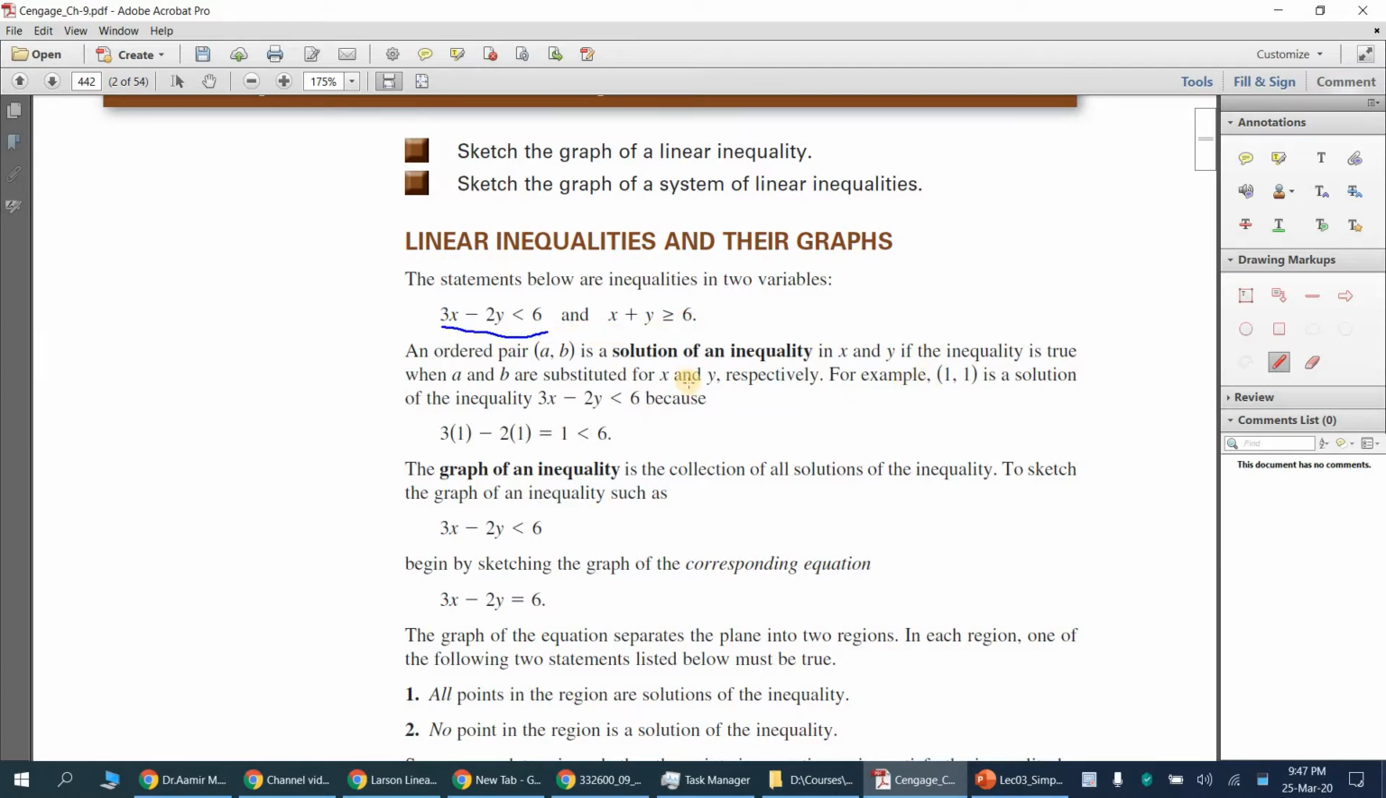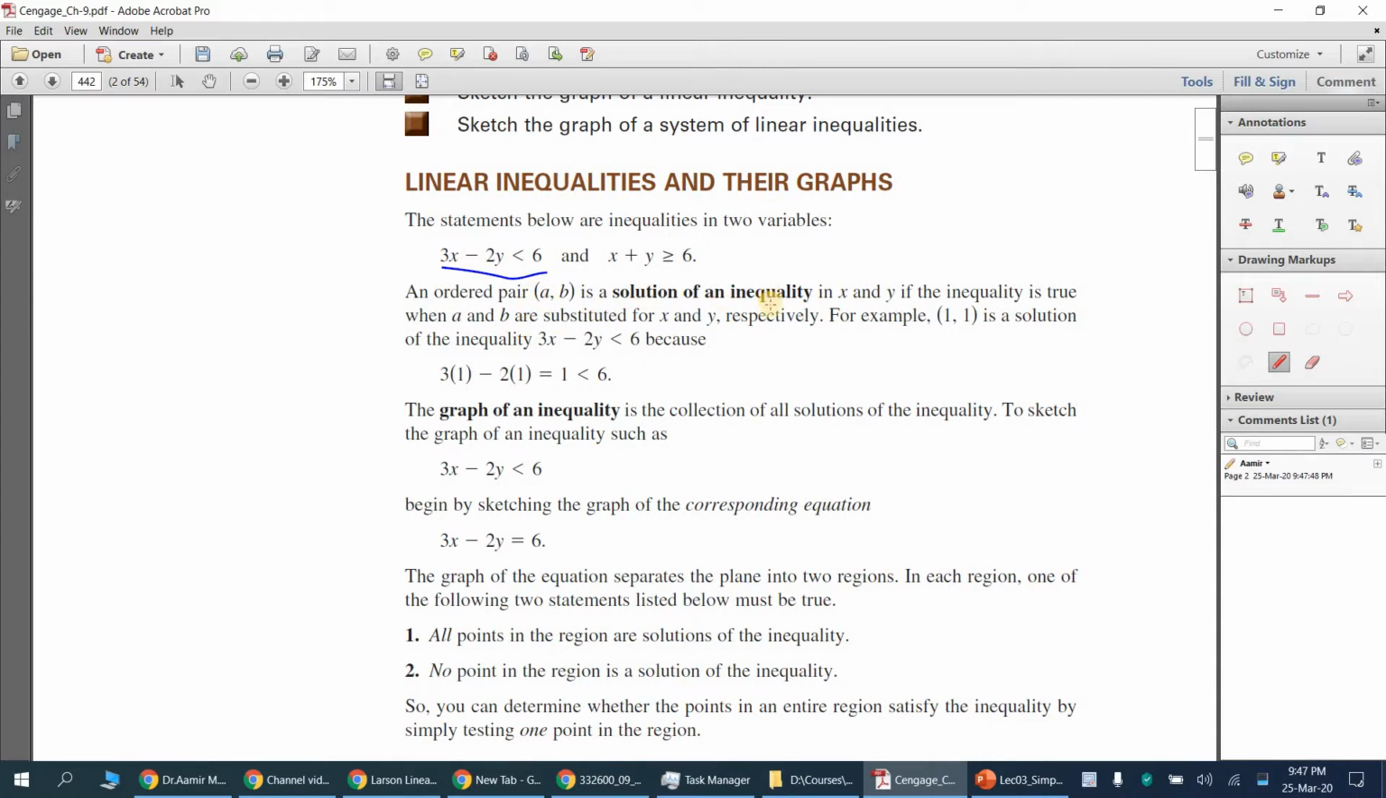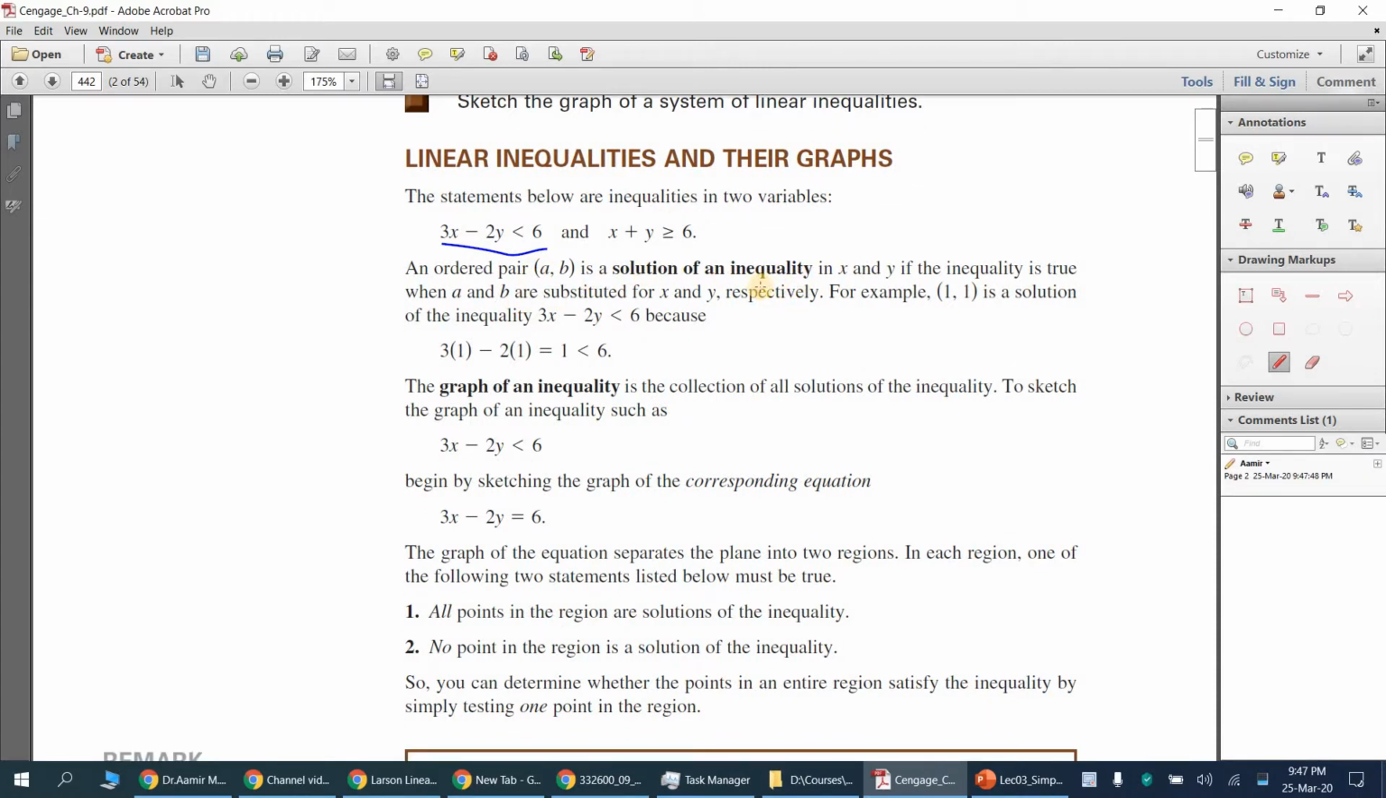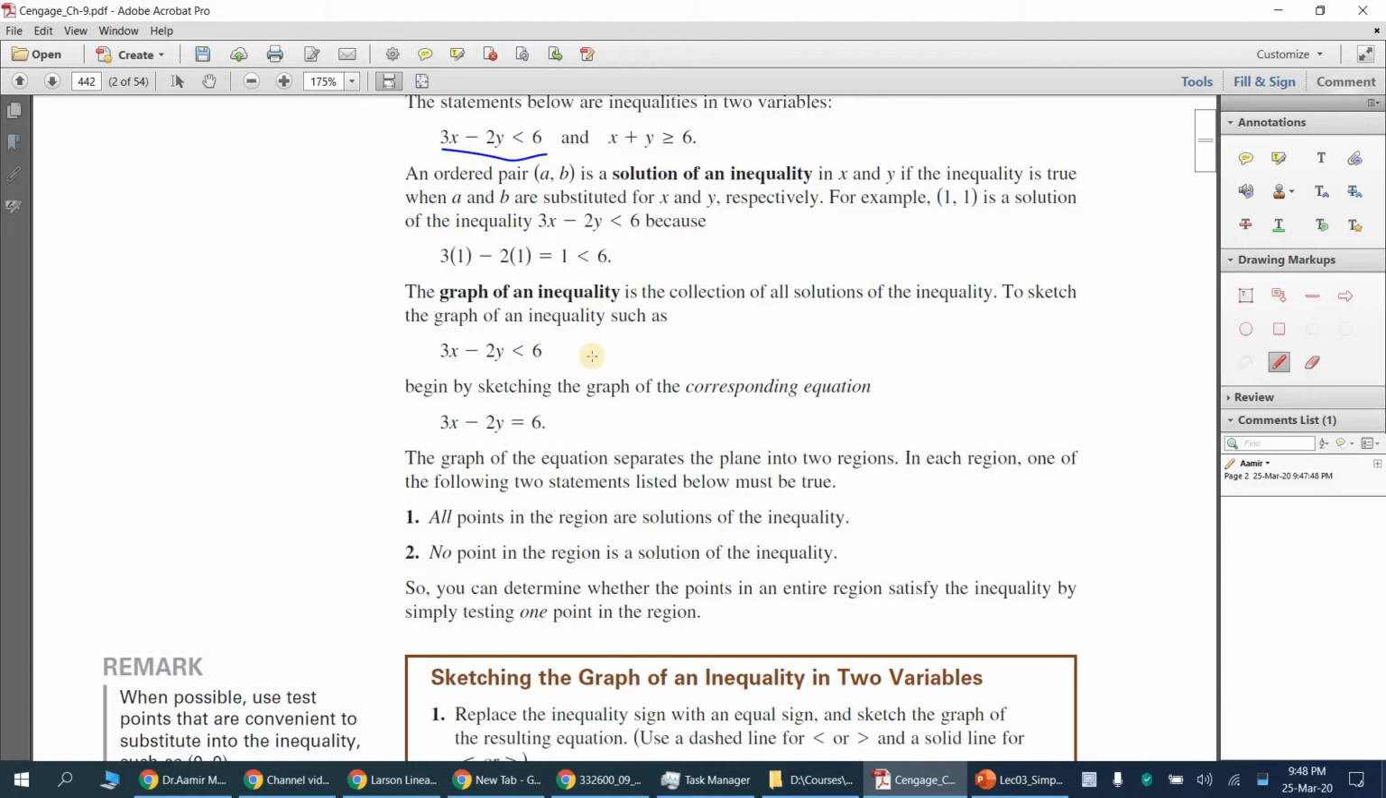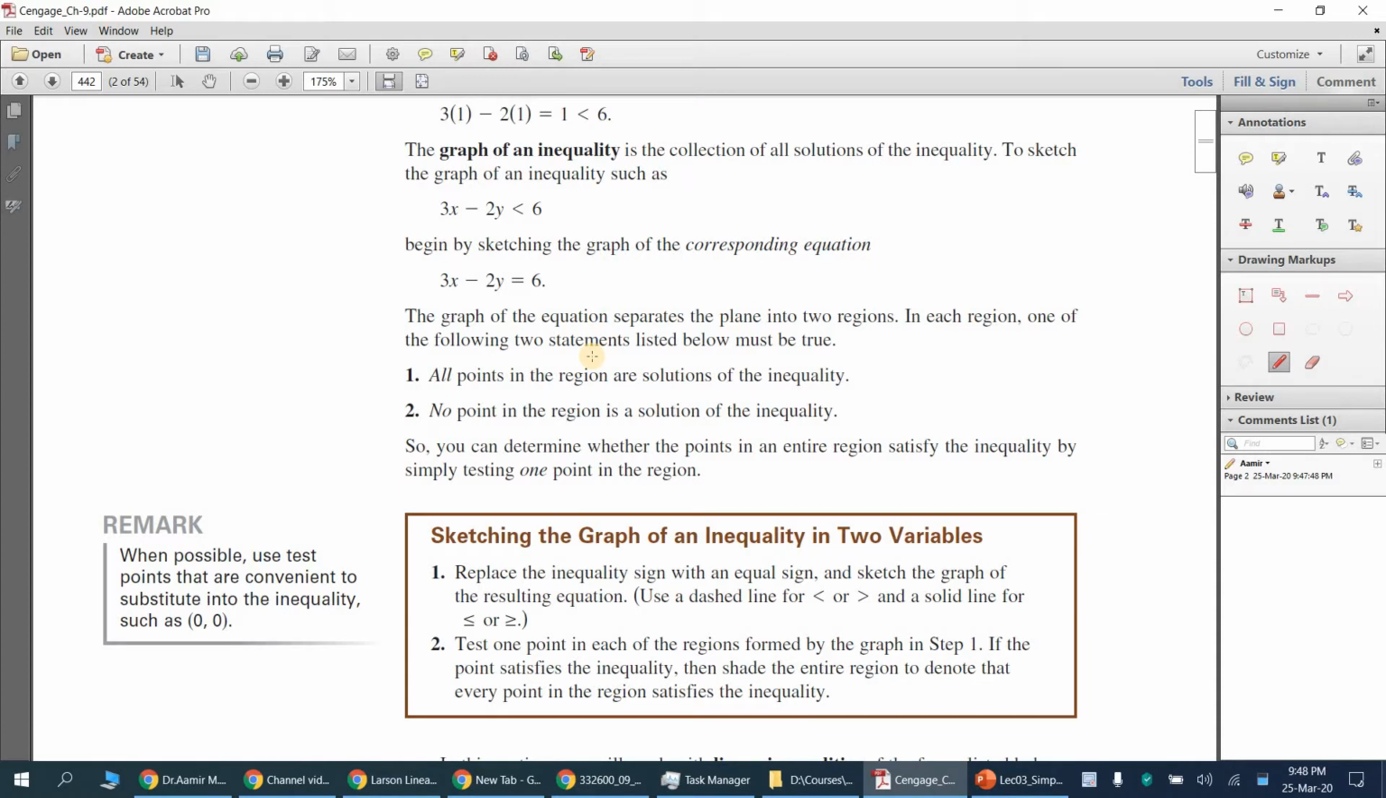What we do is try to solve the linear inequality. For example, it has two variables, x and y. Solving means that whatever point we select for x and y should satisfy this equation, as you already know. For example, this equation 3x minus 2y is less than 6. For the point (1, 1), meaning x is 1 and y is 1, this inequality definitely holds. Like this, we can draw or sketch the inequalities.